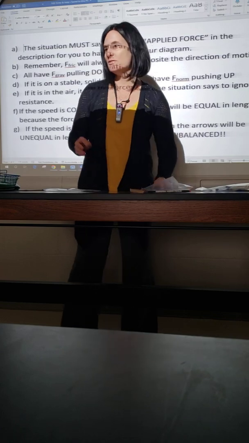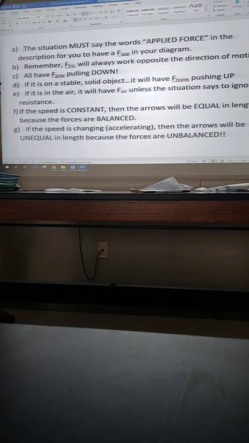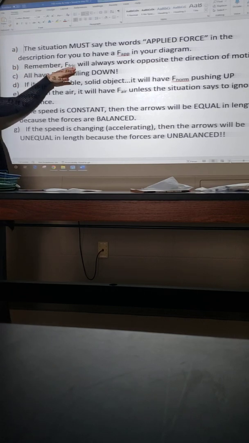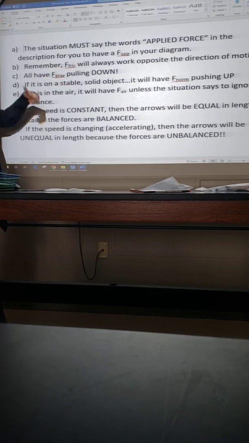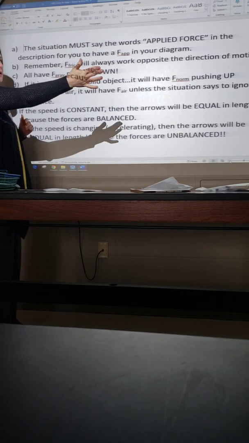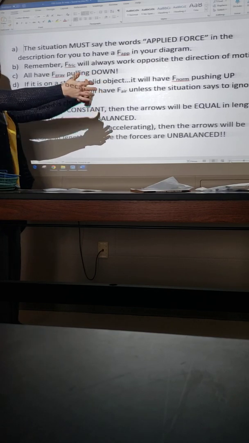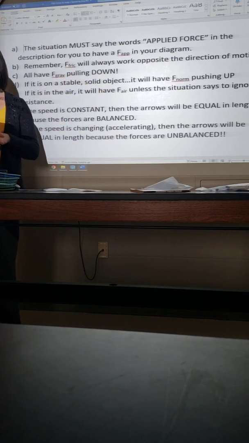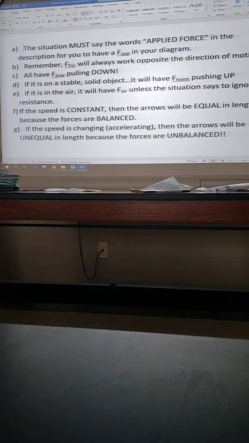All right? And so that tends to be the hardest part. And I'll show you a couple examples, but that's one thing. It also has to say force of friction, which is always going to work opposite motion. So if it says it's accelerating to the right, motion's to the right, that means friction would be working left. All right, so keep that in mind.